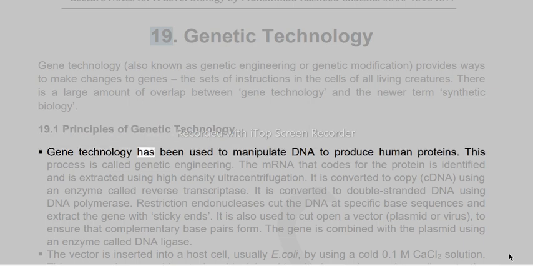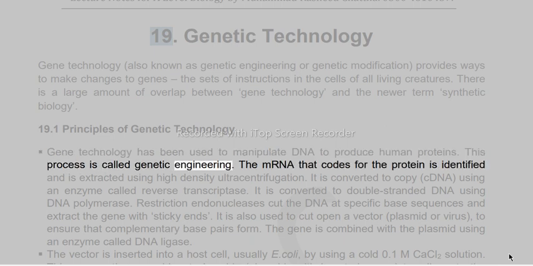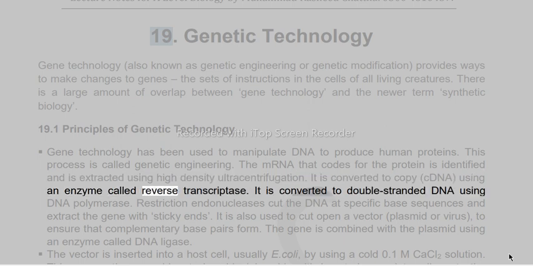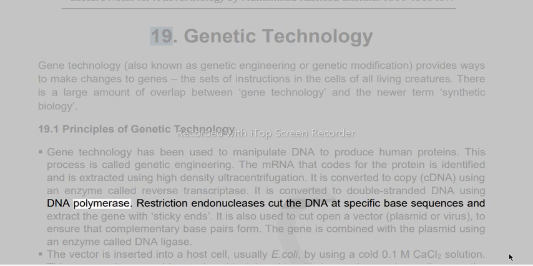Gene technology has been used to manipulate DNA to produce human proteins. This process is called genetic engineering. The mRNA that codes for the protein is identified and is extracted using high-density ultracentrifugation. It is converted to copy DNA, cDNA, using an enzyme called reverse transcriptase. It is converted to double-stranded DNA using DNA polymerase.